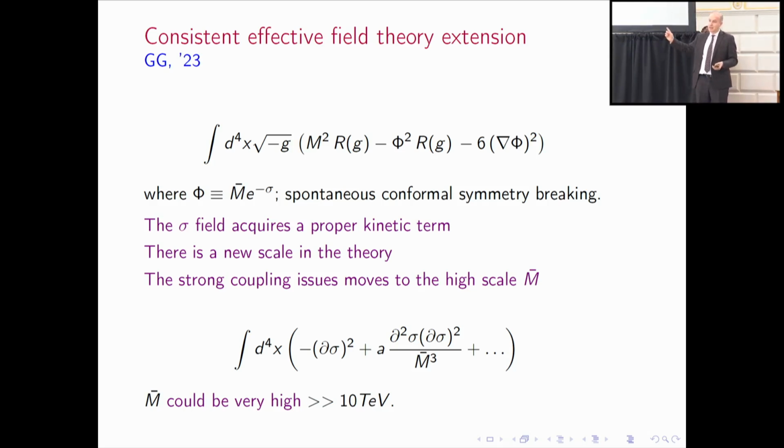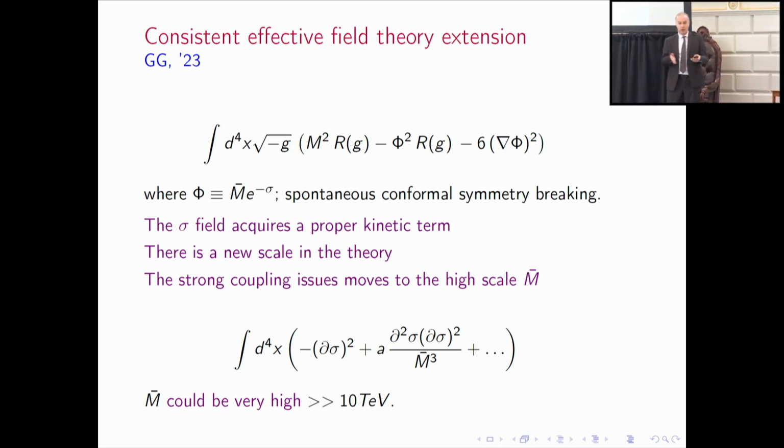So that minus is a right sign in my notation. I'm using mostly plus signature, and the correct scalar kinetic term has a minus sign in front. So the conclusion is that now you have a healthy effective field theory, which is meaningful below the scale M bar. M bar is well separated from the Planckian scale. You don't need to worry about the alpha prime corrections.